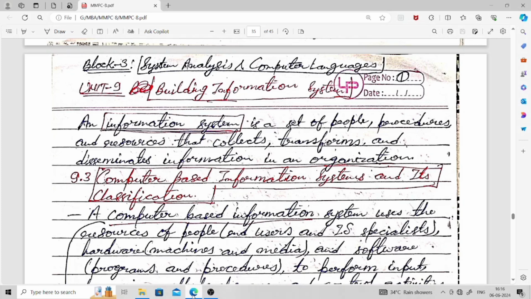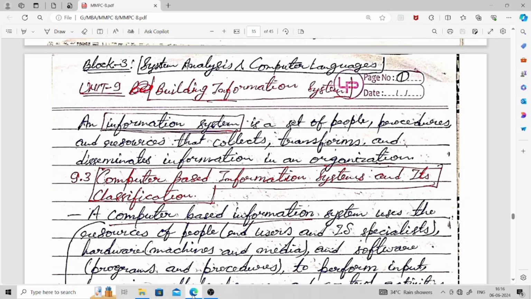Hello and welcome everyone. Today in this session I'm going to talk about Unit 9 of MMPC-8, and this Unit 9 belongs to Block 3, and the name of this block is System Analysis and Computer Languages. It means we will discuss in this block about the systems and what different kinds of computer languages there are, and how we use those languages, what are different advantages and disadvantages, and in what circumstance and according to what needs we have to use what language.